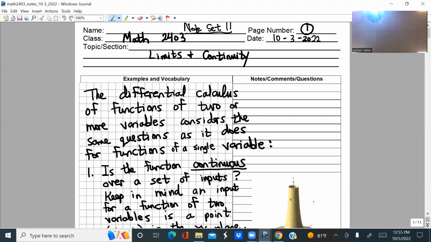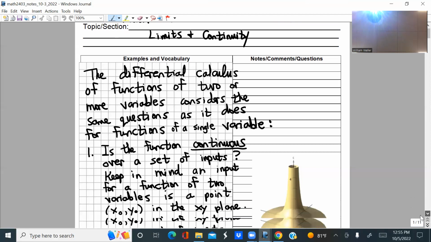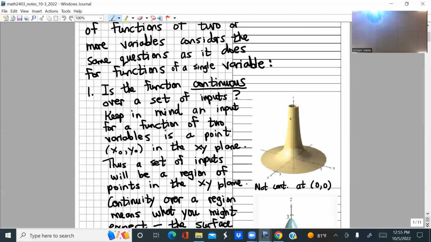Here's an example of that in 3 dimensions. You see this surface is not continuous at (0, 0), because you've got a hole in the graph at the origin. On the xy plane at that input, you get a hole there in the surface. And so we would say that this function of 2 variables is not continuous at (0, 0).